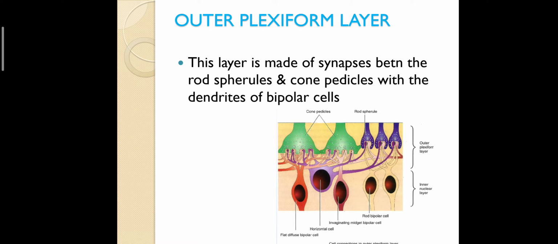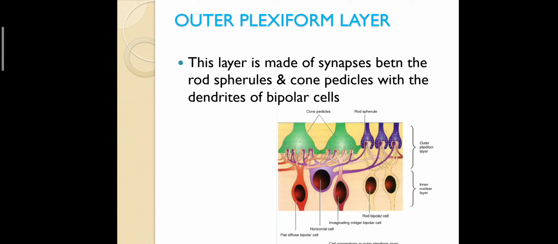So then comes the outer plexiform layer. Plexiform is nothing but plexus. So you need to remember, plexiform is nothing but synapses. So the outer plexiform layer is nothing but synapses between the rods and cones with the bipolar cells. So this also you need to remember.